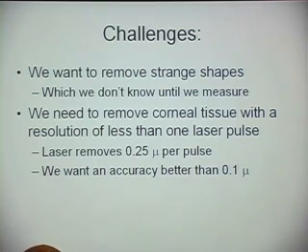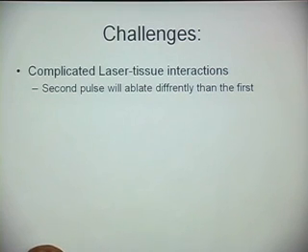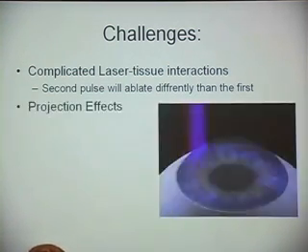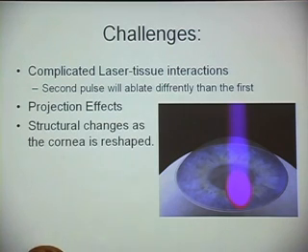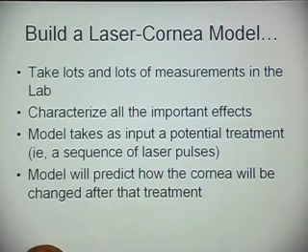Other problems, it's not really simple what happens when the laser hits the eye. The first laser pulse doesn't change the eye very much. It excites the tissue in some way. The second laser pulse removes some tissue. The third one does it in a different way. So it's sort of nonlinear projection effects. If you put a laser pulse down in the center of the eye, it's hitting a different shape than near the edge. So you've got to take that into account. And we talked about the structural changes with PRK. As you're removing tissue, the eye itself is going to change shape as it relaxes. And so you need to take that into account. And so what we did was do lots and lots of measurements and build a model that predicts for a given series of laser pulses what's going to happen.